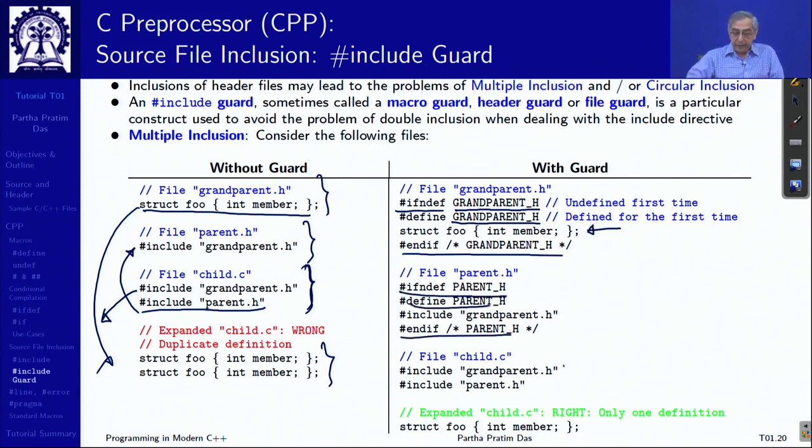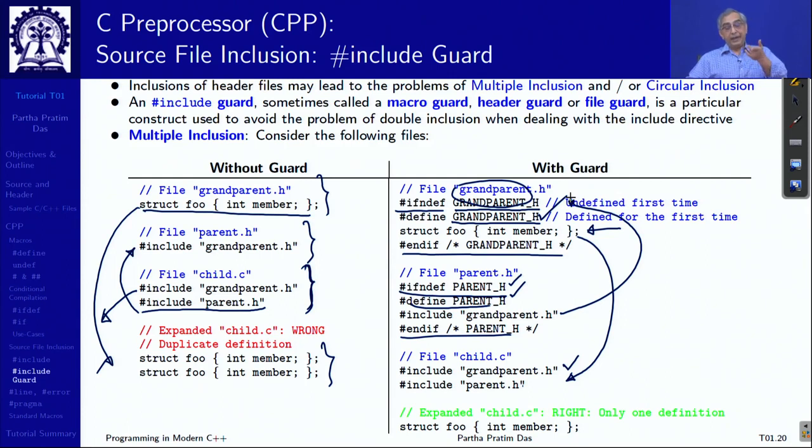Now, what will happen when you include this? This symbol is still not defined, so this will get defined. As it gets defined, this header gets included at this point. And now, you go to parent.h, and try to include parent.h. This is not defined, it has not happened yet. So, this gets defined. So, this goes to include grandparent.h.